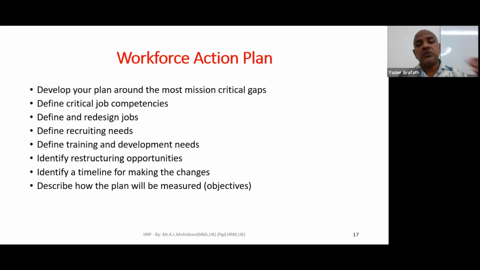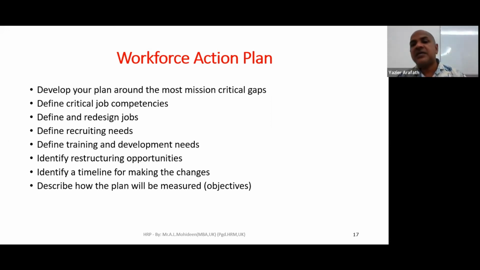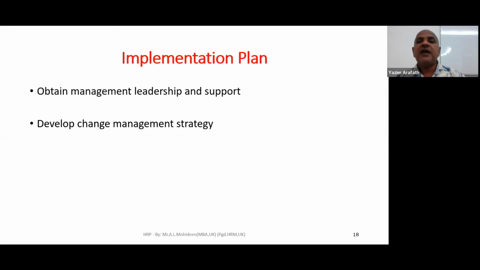Yeah, and also describe how the plan will be measured. So based on the objectives, we have to consider. So when we plan to have a certain number of people for organizations, based on the gap, we have to plan these things together. Especially when we plan, we have to consider the job redesign, the recruitment needs, training and development needs, and the opportunities for restructuring. And if there are any changes, and sometimes the competency level, and also if there is any gap connected with our mission or the strategy of the organization, these things should be considered in our workforce action plan. Yeah, in the action plan, we have to bring all these ideas, and based on that, we have to go for planning. Okay. And we have to go for implementation.